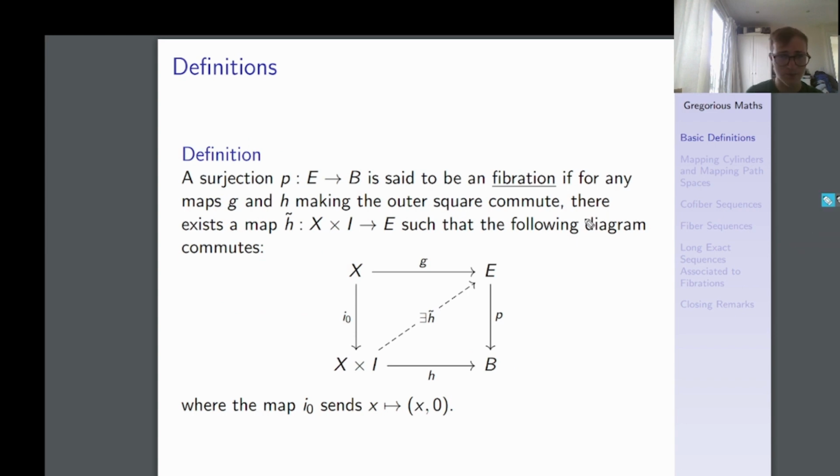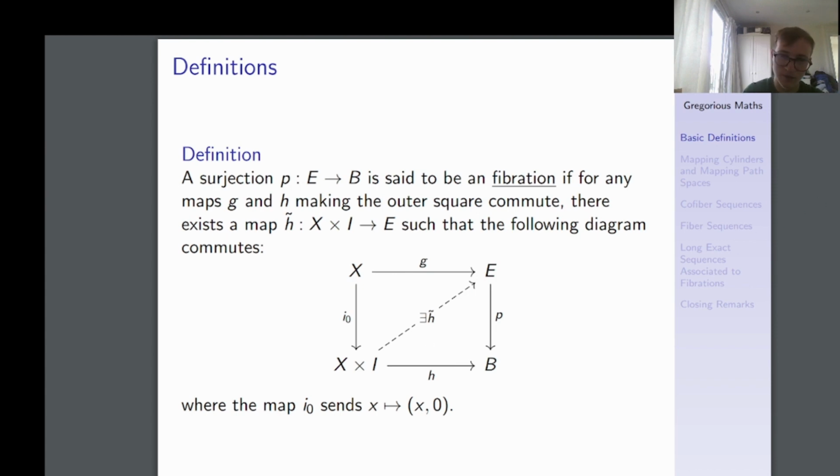Okay, so let's get into the definition. So a fibration, in this diagram here, it's this map P. So it's a surjection such that for any G and H, which make this diagram commute, and where I0 is this map which sends X to (X, 0), there exists, not a unique, just there exists a lift, H tilde, which makes all of the triangles commute.